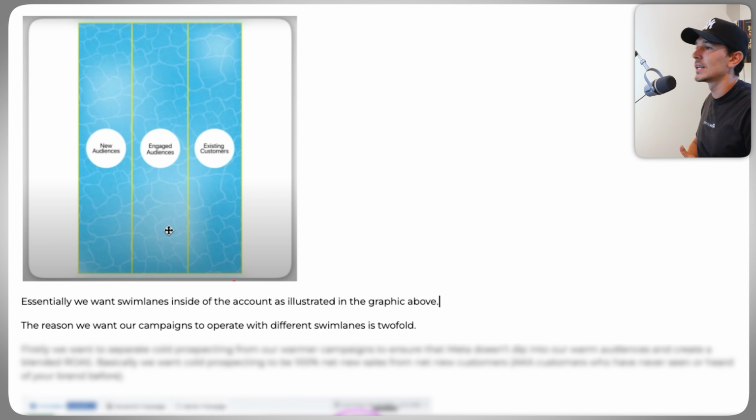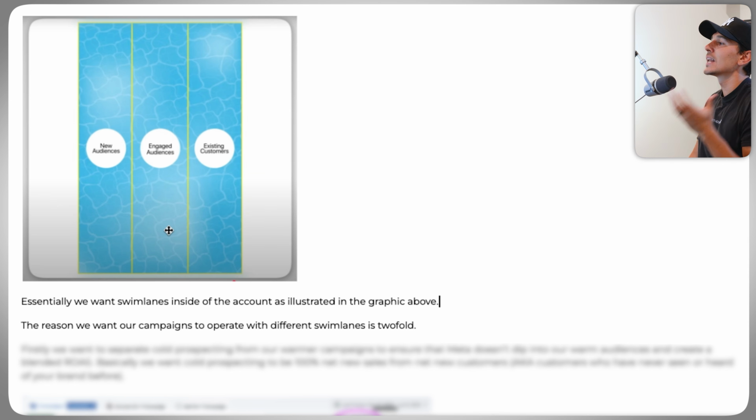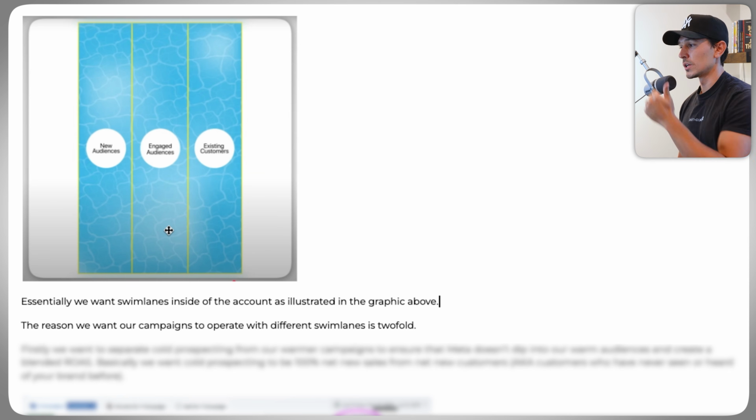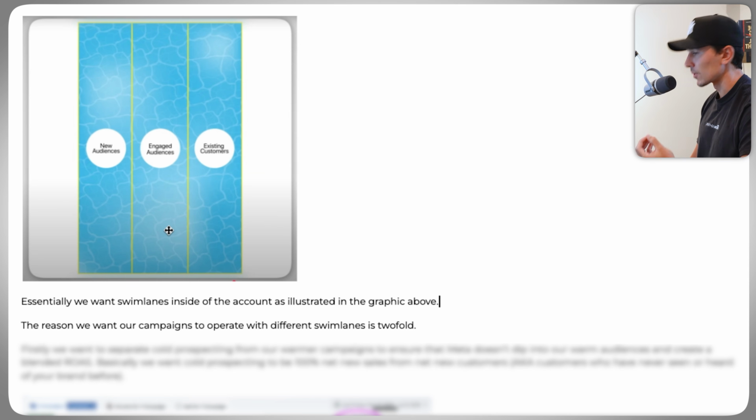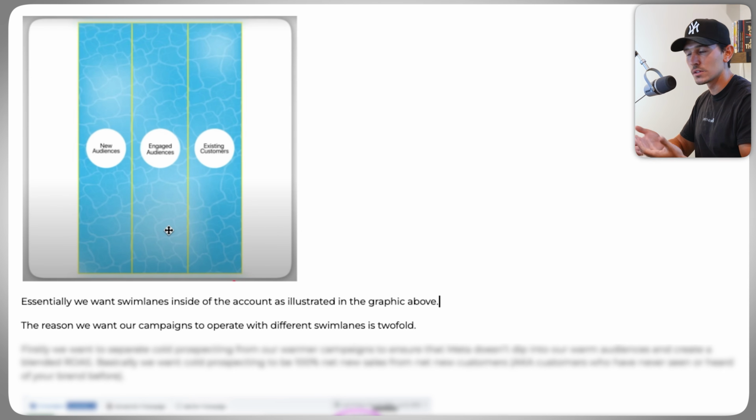So the idea of a swim lane is not that there's concrete walls between your new audiences, your engaged, and your existing. It's just that we want general guidance to make sure that 90% of the time our new audiences are being targeted properly. 90% of the time our engaged are being targeted properly. 90% existing customers are being targeted properly. If there's a little flow in between because the conversion API or the pixel doesn't track perfectly, it's okay. We care more about targeting everyone and making sure that the spend gets focused on the new audiences, which we outline right here.